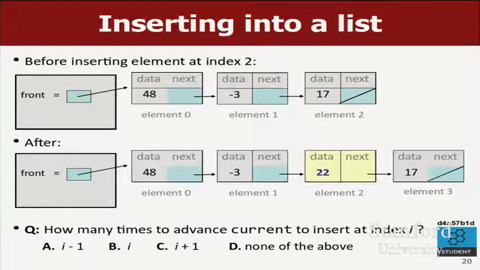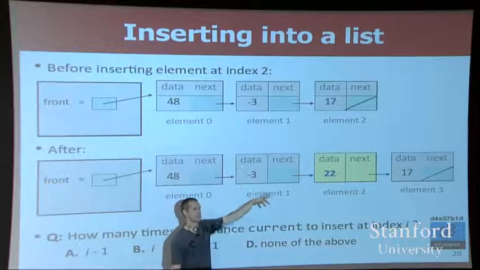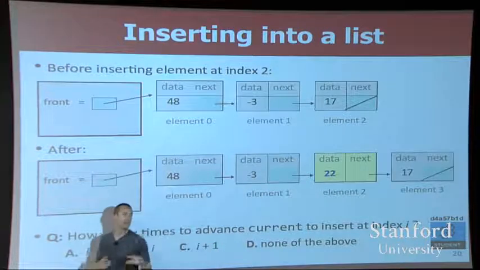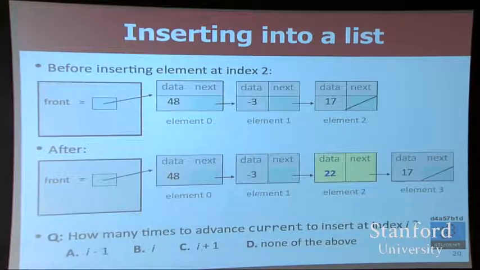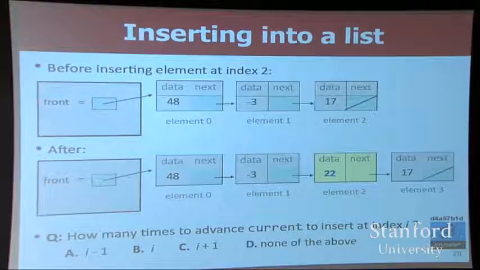What do you say, sir? Move forward i minus 1 times? OK, why i minus 1? Like the James Bond thing. James Bond, that's why, yeah. I want to be here to add something there, right? I want to be at index 1 if I need to insert a new train car at index 2, right? OK, so this isn't so bad.